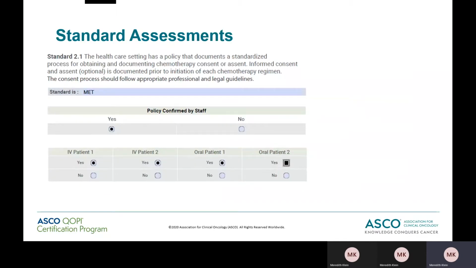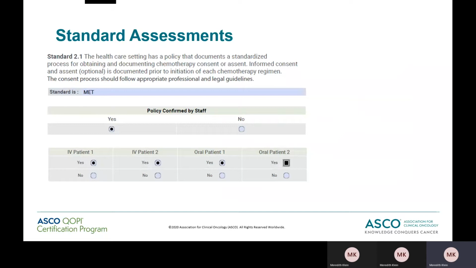Within the report, we have what we call standard assessment. Each of the 22 QCP standards and elements will be rated within the report. This is an example of one standard, standard 2.1. Initially, we'll see a rating of whether the standard is met. There are also checklists that are used throughout, which helps to simplify our documentation.